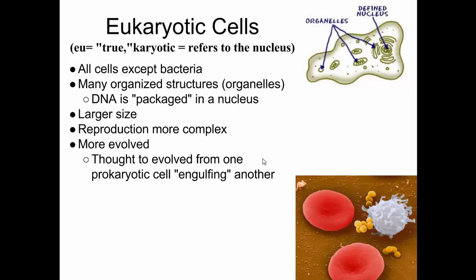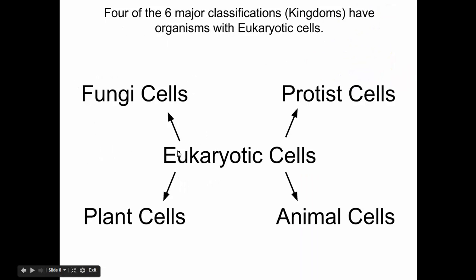Eukaryotic cells have many organized structures or organelles. So they have a lot of parts. Each organelle does its own job. And that DNA is packaged inside the nucleus, so it is all contained inside this nucleus. Eukaryotic cells are larger in size. Reproduction in this type of cell is more complex. People think that these cells are more evolved.